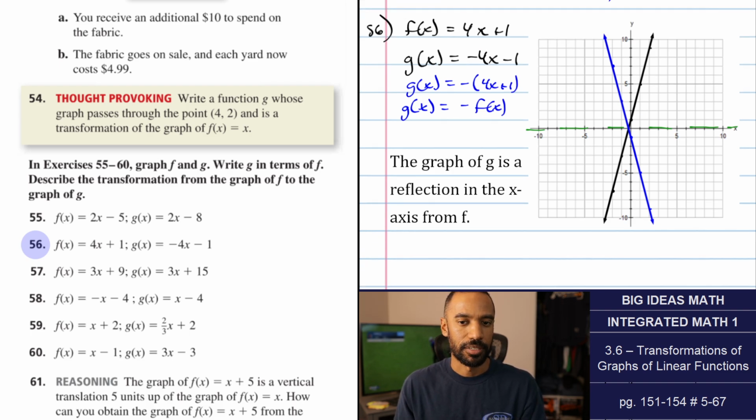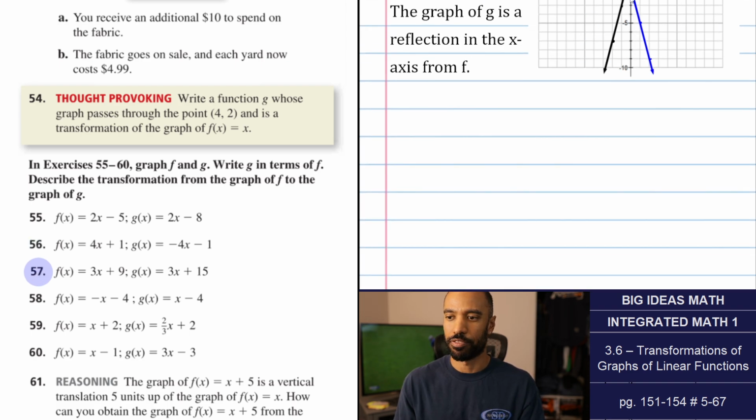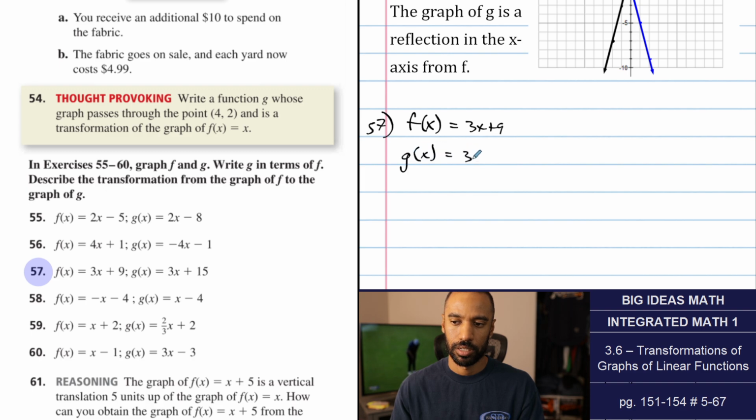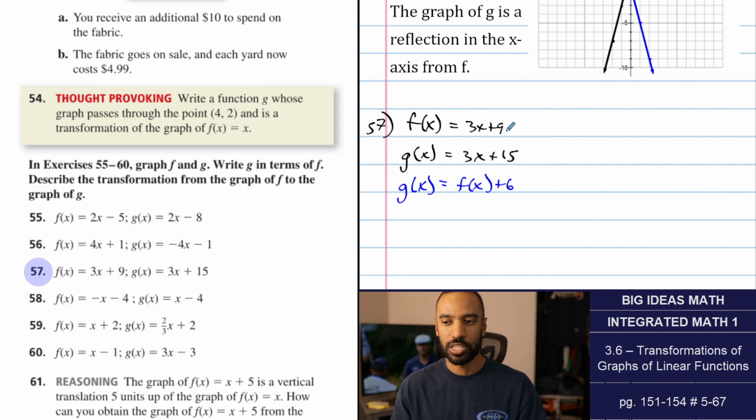Okay, number 57. F of x equals 3x plus 9. G of x equals 3x plus 15. I think we can easily say here that there's a translation 6 units up. I think y'all would agree. The problem when it comes to graphing is I probably can't fit it the same way, so I'm going to have to come up with a means of doing that. But g of x takes your f of x plus 6, right? 6 units more than it was before. There's my plus 6 like that.